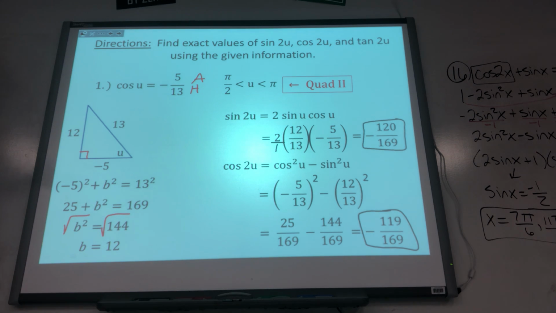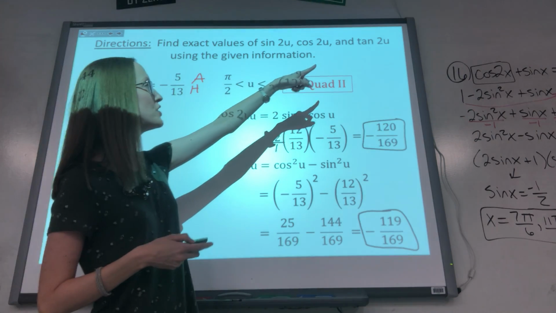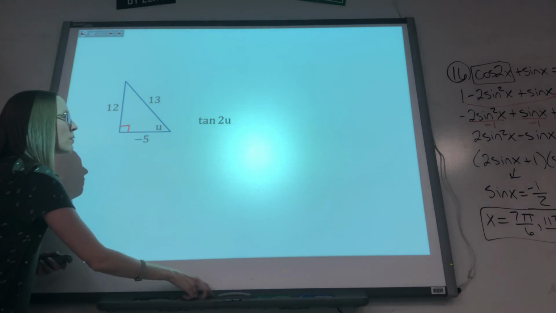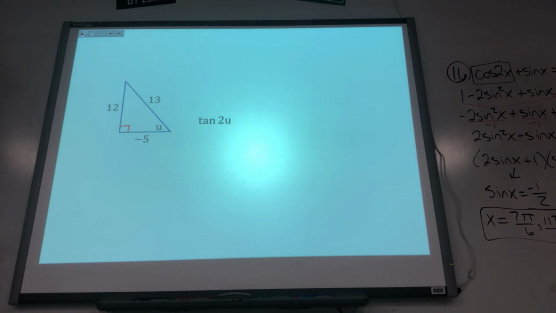Alrighty. Questions about sine of 2u or cosine of 2u? Now we still need tangent of 2u, so I'm going to the next slide for this part. And if you were not here yesterday, here's a shortcut that I showed them to find tangent.